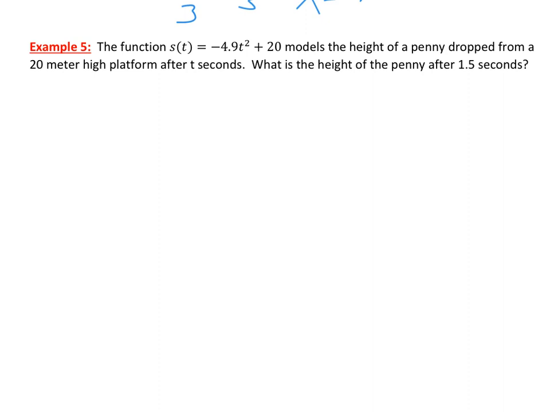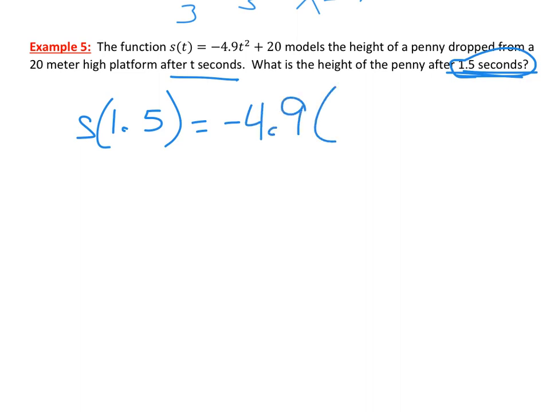The trick to figure out doing this one is to figure out whether the 1.5 should be plugged in for t or the equation should be set equal to 1.5. For this one, it says t seconds, which means t is the time there. So 1.5 is t. So we're going to be trying to find s of 1.5. So we get negative 4.9 times 1.5 squared plus 20.